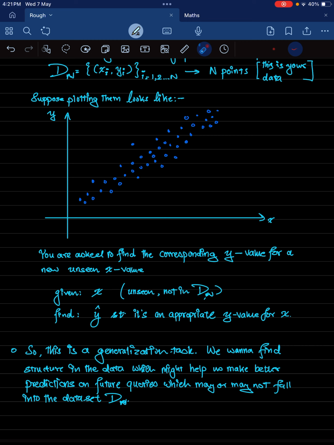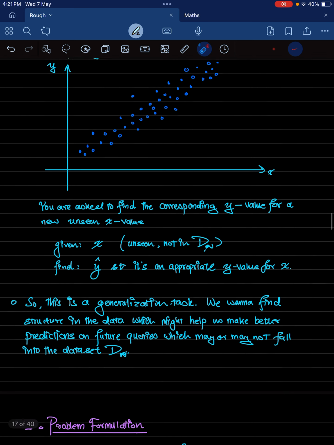Okay, so your query is given an x which is unseen. It will most likely not be in your data set, and your goal is to find a y hat, and this y hat will be your symbol for any sort of predictions from now on. And you have to find a y hat which is an appropriate y value for an x. So what is the appropriateness and all these things, we'll take a look at that.